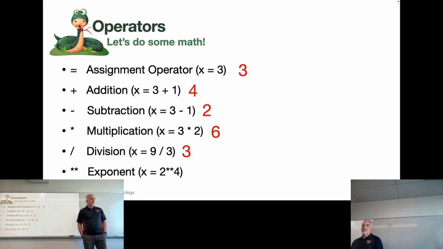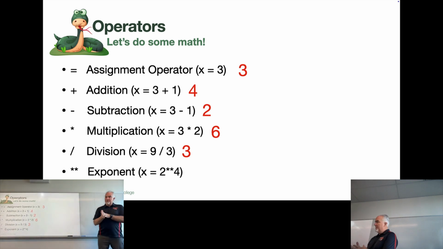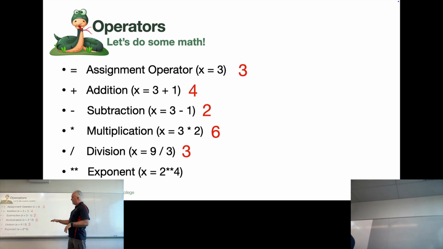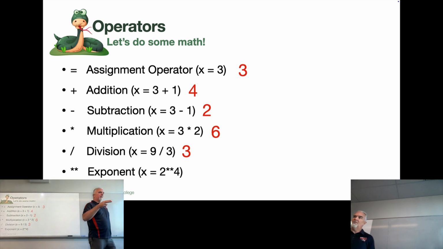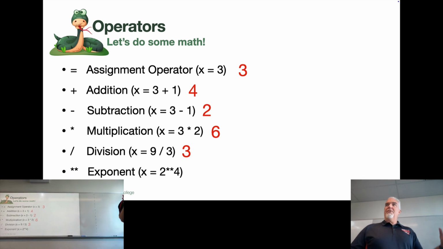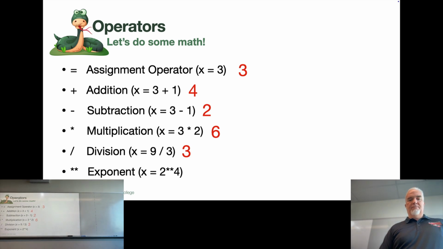Okay, and then we have an exponent. In some languages, the exponent is symbolized using the caret, which is the little thing that looks like that. In Python, we use 2 asterisks to represent exponents. So this would read x equals 2 to the power of 4. So that's 2 times 2 times 2 times 2, also known as 16. Right, 2 to the 4th power.